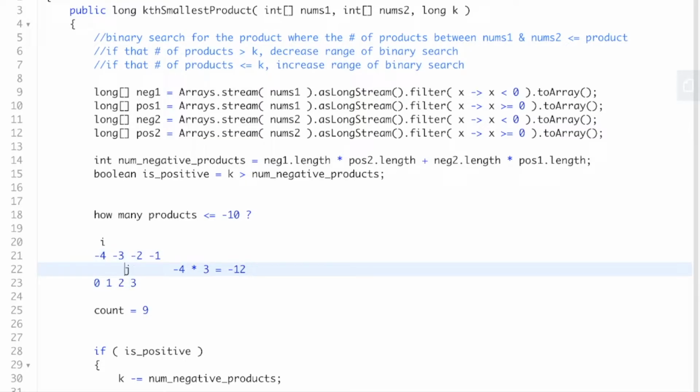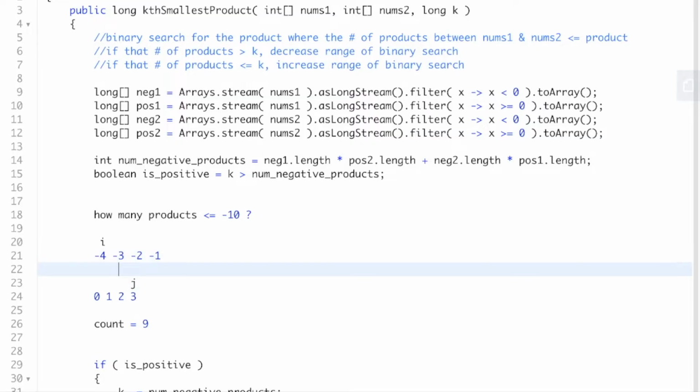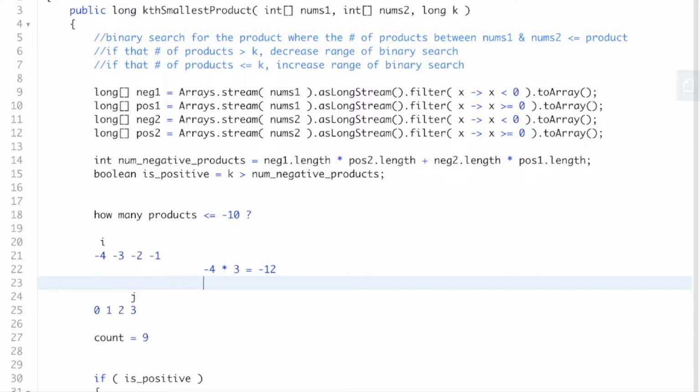Let's actually just look at this right here. -4 times 2 is -8. Let me put another line. Oh shoot, let me get rid of this. Okay, put this back. So -4 times 2 is -8, and -8 is not less than or equal to -10. -8 is greater than -10.